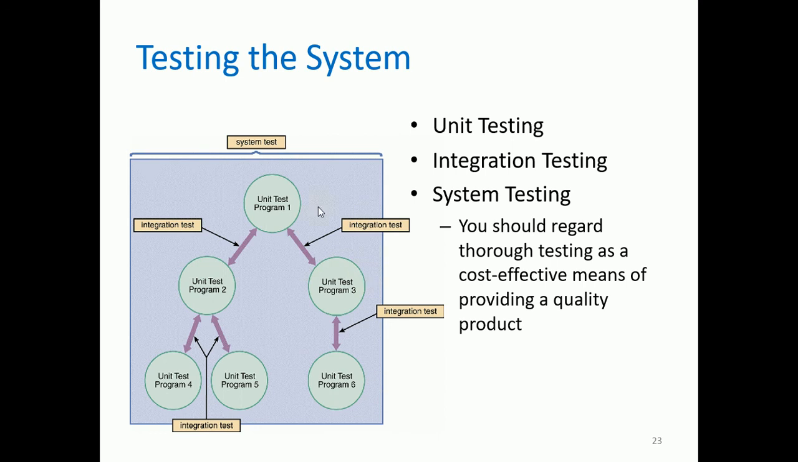And what is the test if you're going to test all the programs all together? That is what you call the system testing. You should regard thorough testing as a cost-effective means of providing a quality product. It's not just, oh, programs 1 to 6 are already working individually, so let's implement it in our organization. No, you still have integration and system testing.